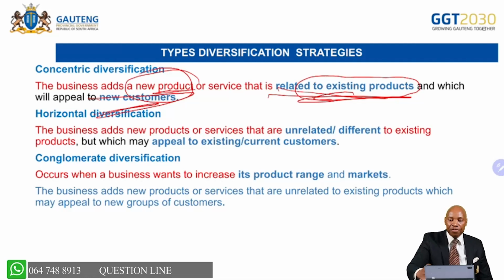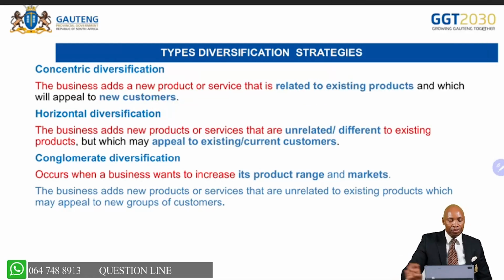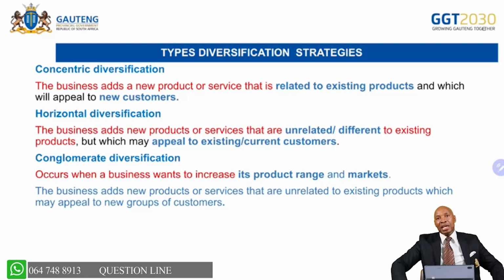Then you have your, let me clean this one for you. Good. You have your horizontal diversification. What is happening during horizontal diversification? You have your business adding a new product. You see this add new product comes again. Now I'm advising you, use the very same words, but the manner in which you explain at the end of the statement is going to differ.